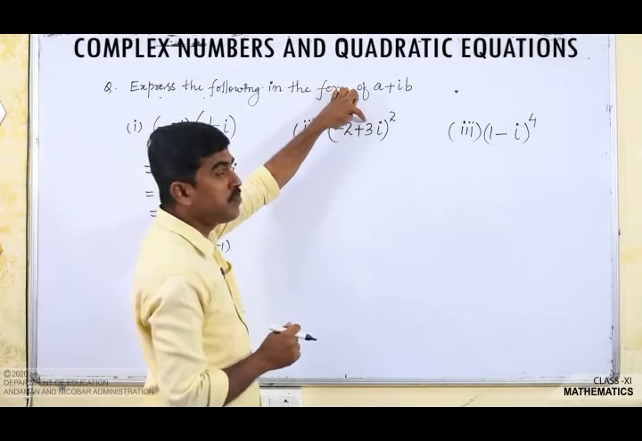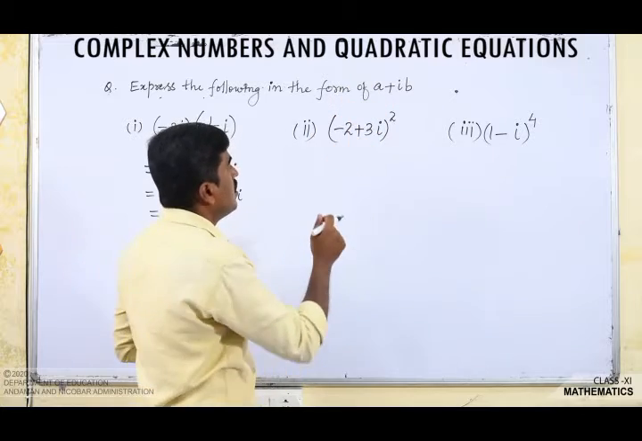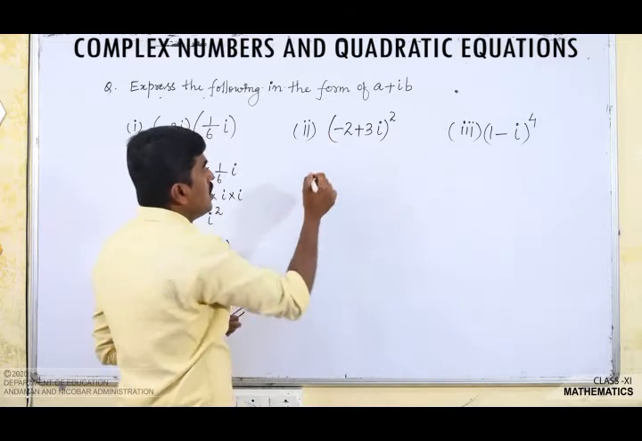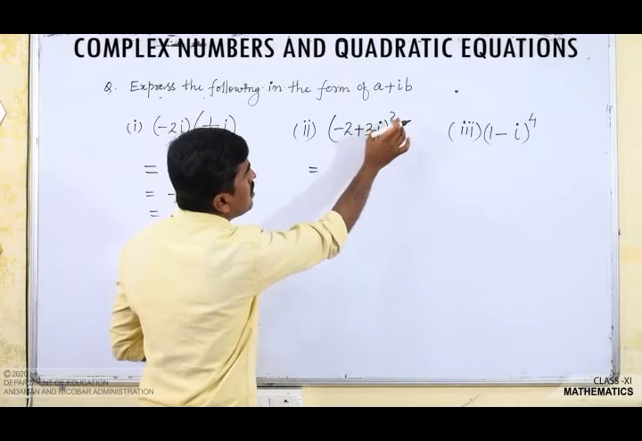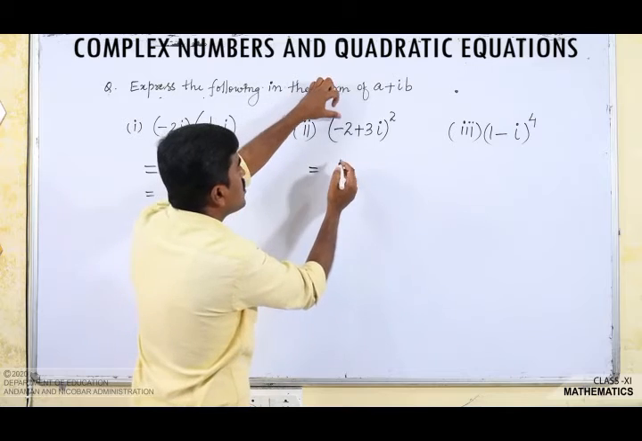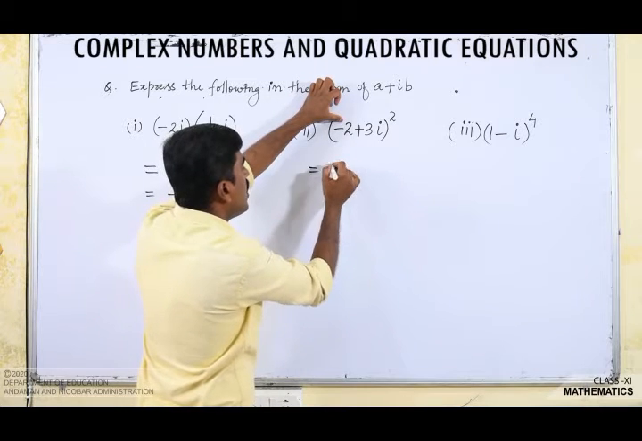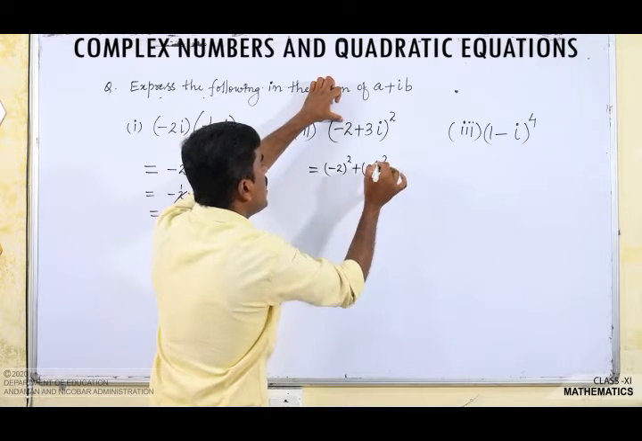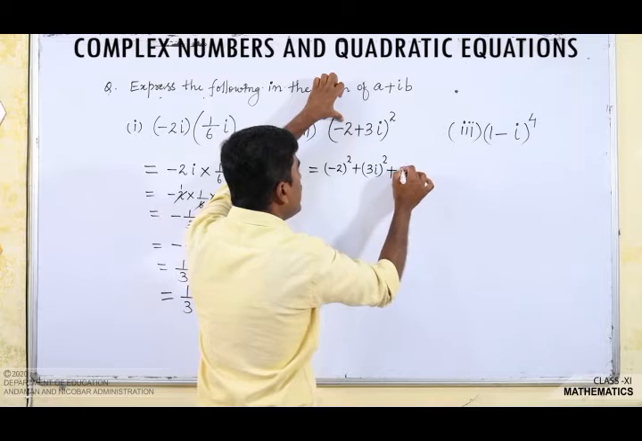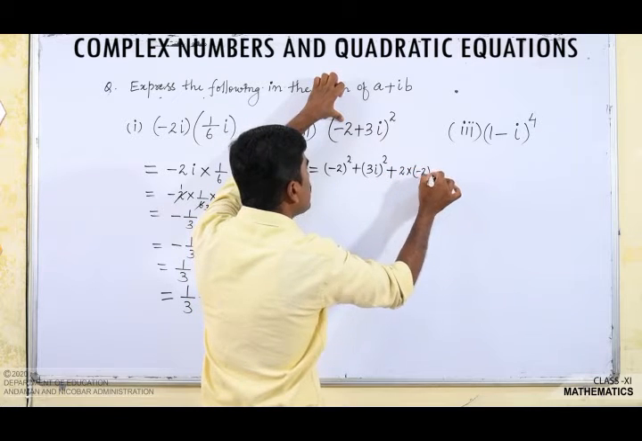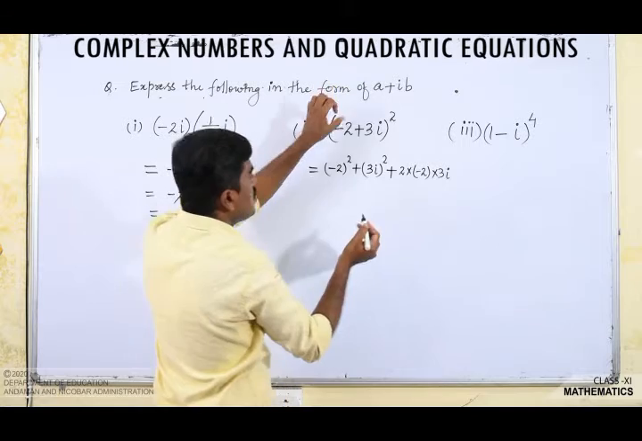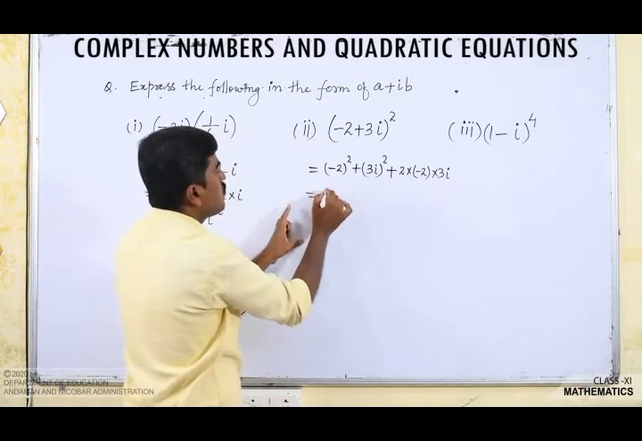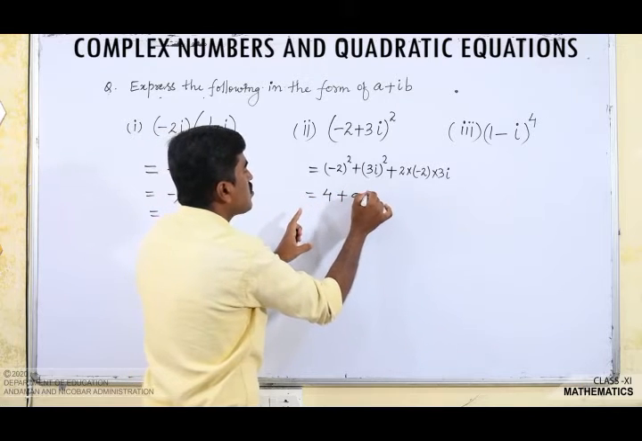This is (−2 + 3i) whole square. Now we have to express this complex number in the form of a + ib. So we have to expand this using (a + b) whole square. So expand it: it is (−2)², that is a², plus b², that is (3i)², plus 2ab, that is 2 into −2 into 3i. So it is (−2)² + (3i)² + 2 into −2 into 3i. So it is 4 + 9i².